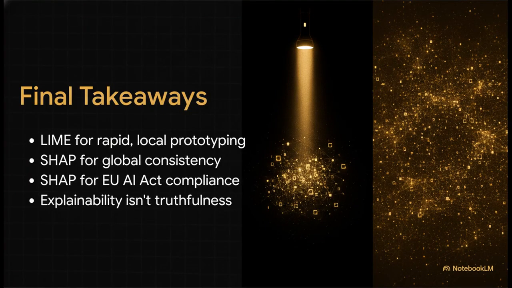So, what are our final takeaways? Ultimately, Lime is like a great flashlight for taking quick peeks around the room. But SHAP provides the consistent, golden illumination that's required by regulators to truly, deeply understand the black box. When you're building out your AI pipeline today, standard practice is now to compute SHAP values on a sample of predictions and systematically store them for drift monitoring and, of course, compliance audits.